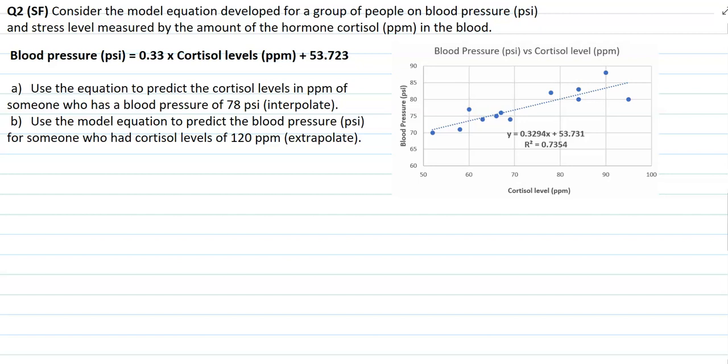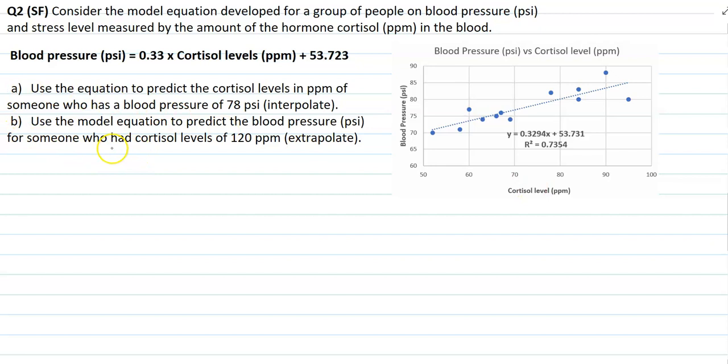In our second example, we're considering the model equation we developed for that group of people where we're looking for a correlation between blood pressure and stress levels measured by the amount of cortisol in their blood. And we established the model equation: blood pressure is 0.33 times the cortisol levels plus 53.723. From this, the question wants us to predict cortisol levels in parts per million, ppm, of someone who has a blood pressure of 78 psi, and that's interpolating. So we can see that 78 psi is within the data range.